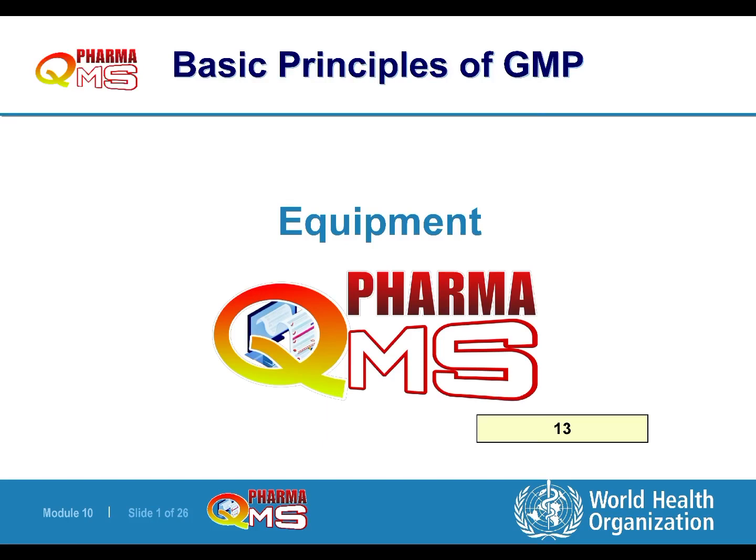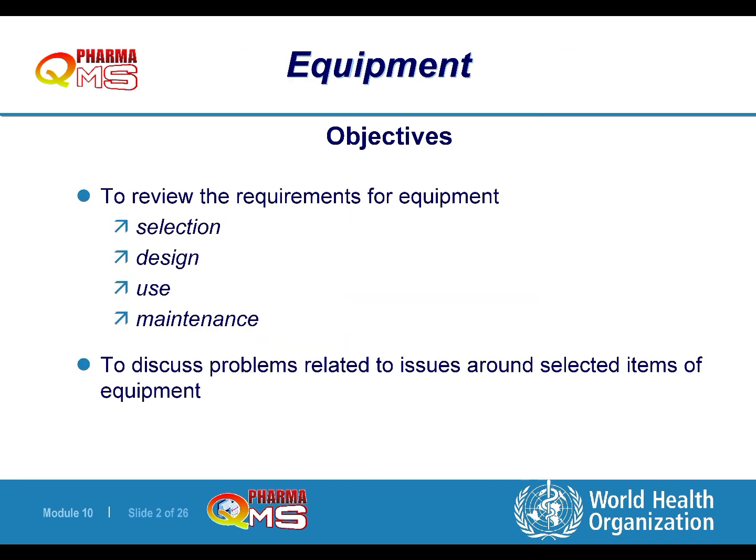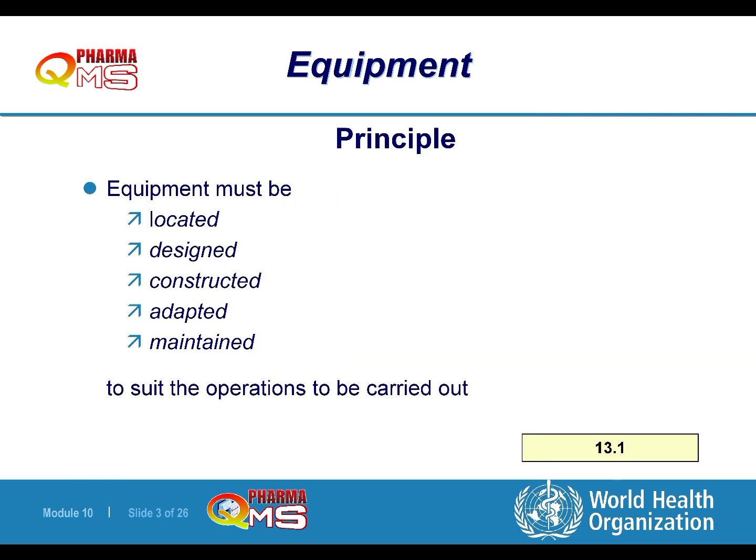Basic principles of GMP. Today we discuss equipment related to GMP. To review the requirements for equipment: 1. Selection, 2. Design, 3. Use, 4. Maintenance. To discuss problems related to issues around selected items of equipment. Principle: equipment must be located, designed, constructed, adapted, maintained.